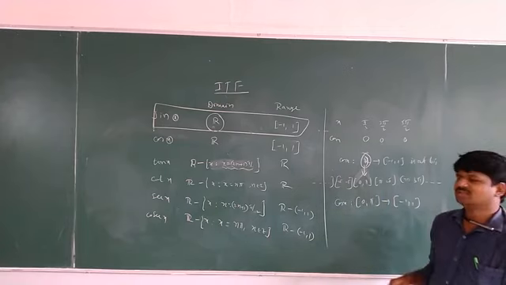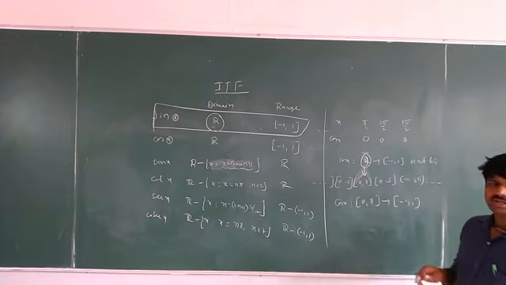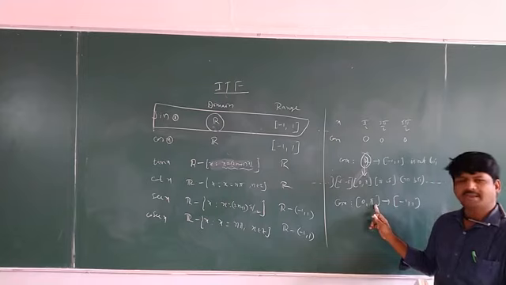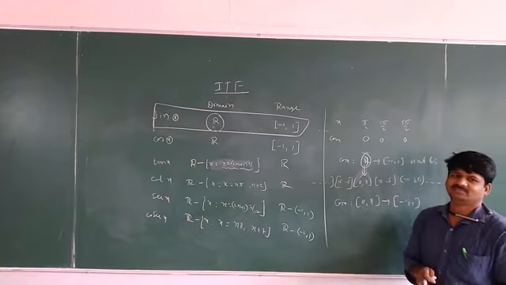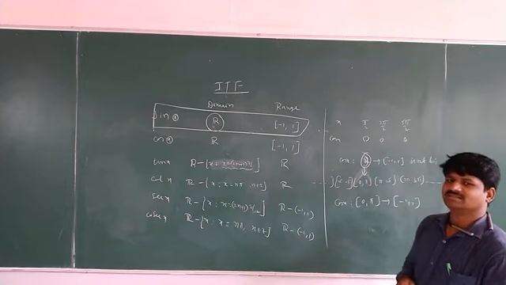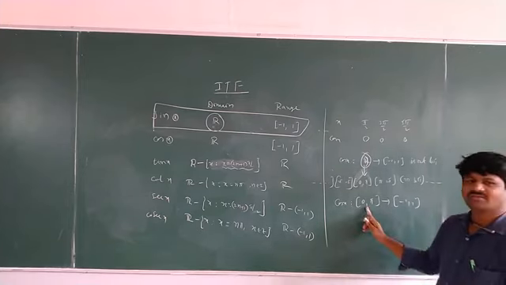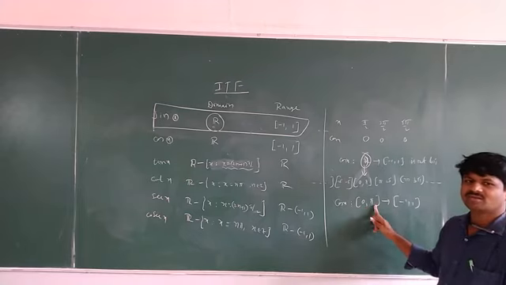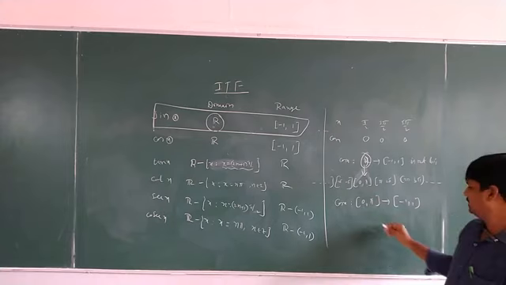For our convenience, I have taken closed 0 comma pi to closed minus 1 comma 1. So whatever value you take between 0 to pi, including 0 and pi, you get different images. Different elements have different images, so it is one-one, and it is already onto. So it is bijective.